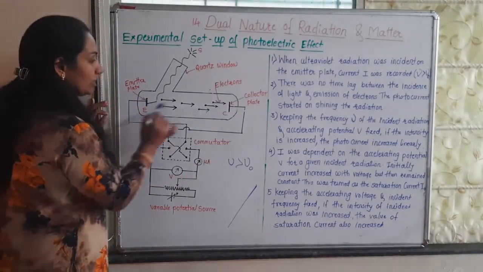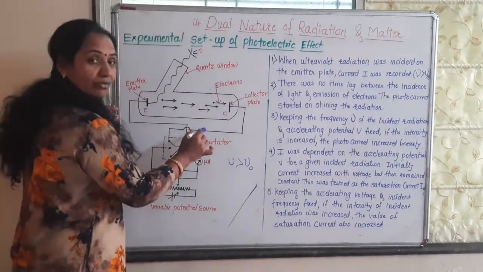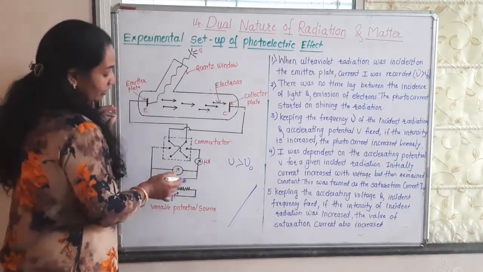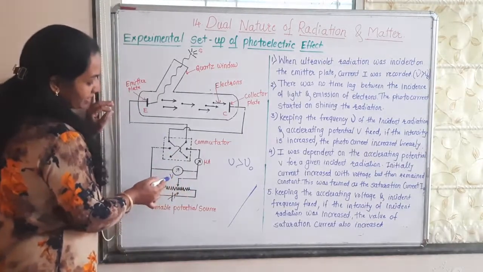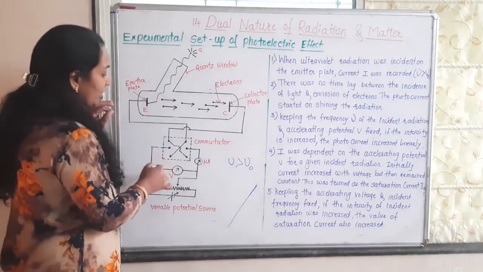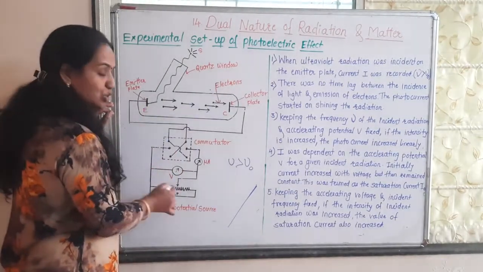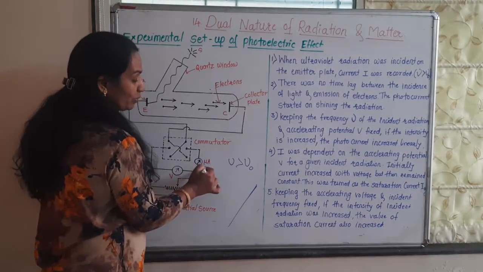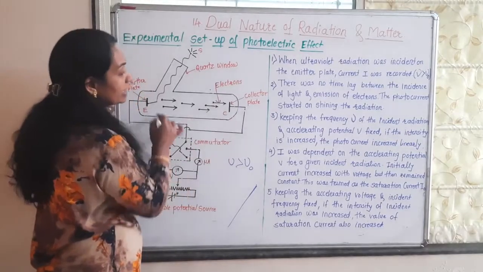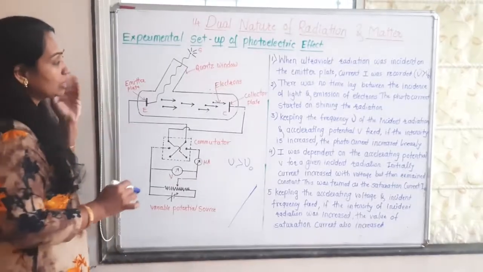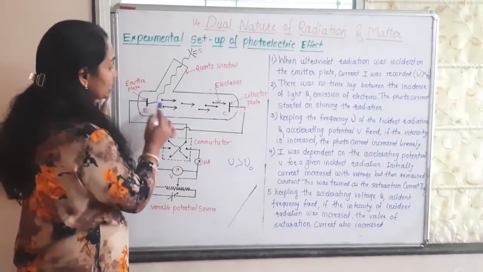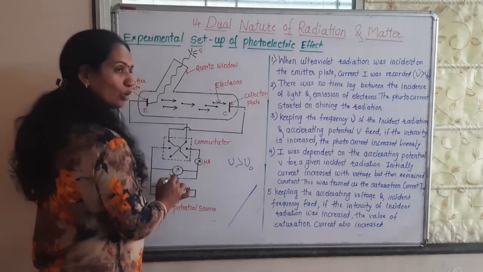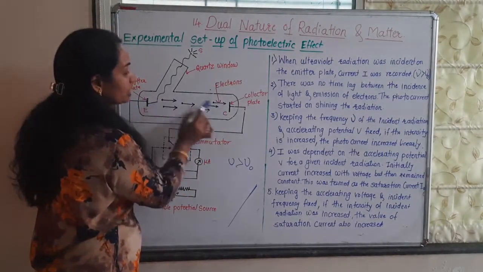The emitter and collector plates are connected to a voltage source which can be varied. They are also connected to a micrometer, which is used to measure the current in the circuit. The potential difference between these two points is measured using a voltmeter.